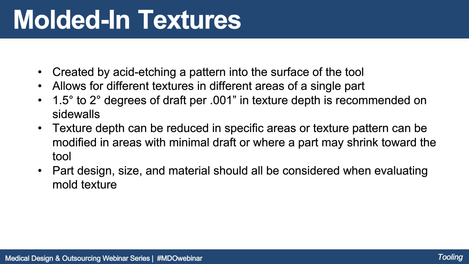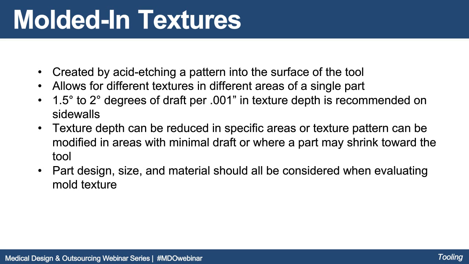So what we're able to do is, if you picked, let's say, a Moldtec 11-010, and there's other areas that you want 11-030, this can all be achieved, and then we can work on blending in those textures so we don't see such a change. Part design, size, material, these are all items that need to be considered when we're evaluating mold textures.